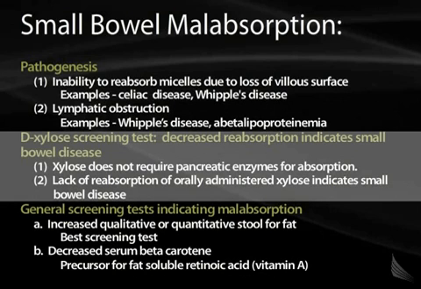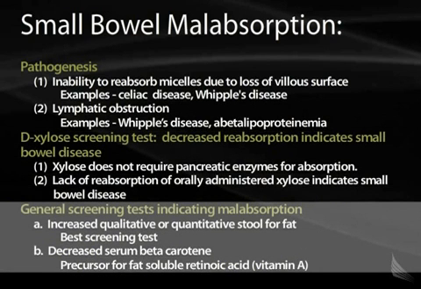D-xylose can be used as a screening test, and decreased absorption indicates small bowel disease. Xylose does not require pancreatic enzymes for absorption, and lack of absorption of xylose indicates that there is a primary problem with small intestinal absorption, reflecting small bowel disease.